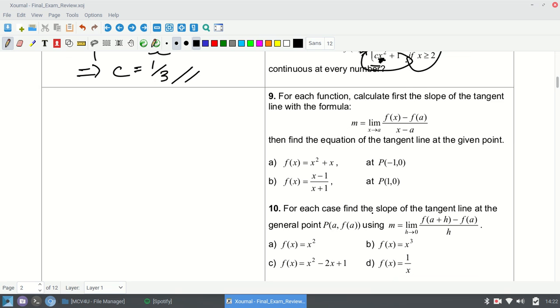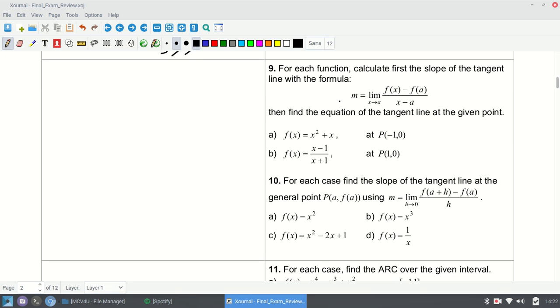Now we've got a limit for calculating the slope. This is called first principles, and there are 2 forms of it. I'm going to use both forms in a different question. So let's see, we've got number 9.